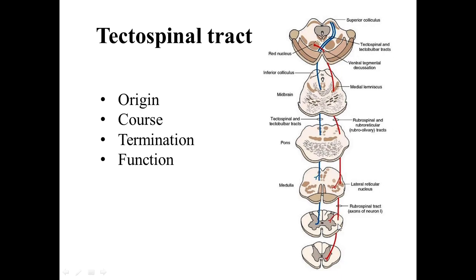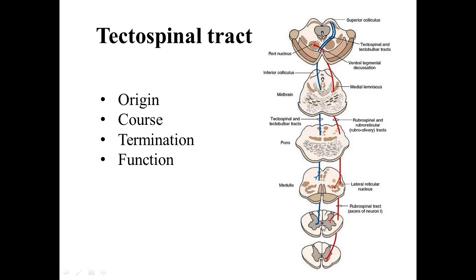The next tract is the tectospinal tract. Here the blue line indicates the tectospinal tract. It arises from the superior colliculus, which is situated in the midbrain, and the fibers cross to the opposite side at the midbrain level. They descend through the pons, then the medulla, and then enter into the anterior funiculus of the spinal cord.